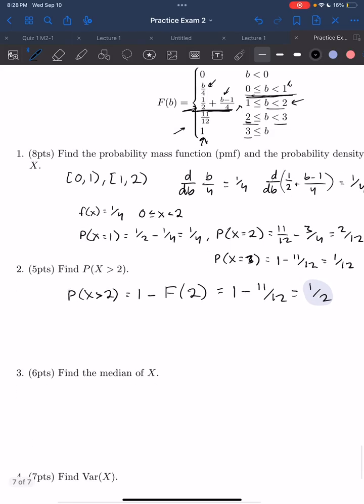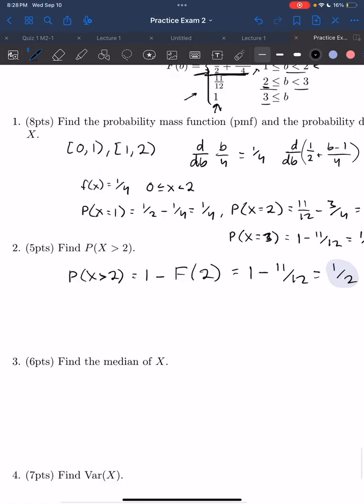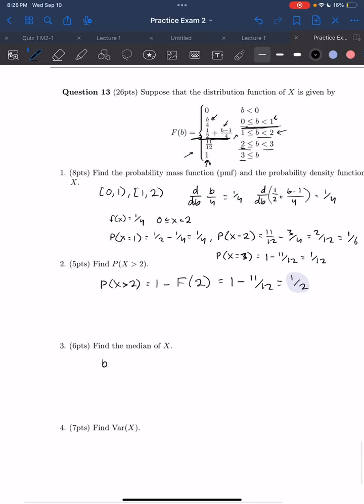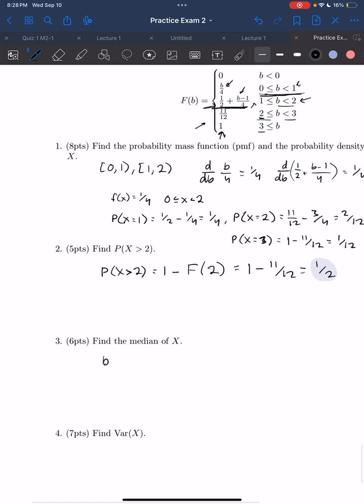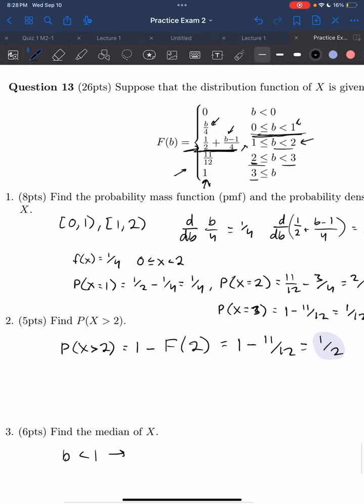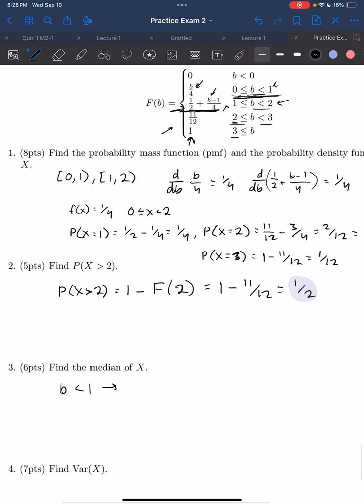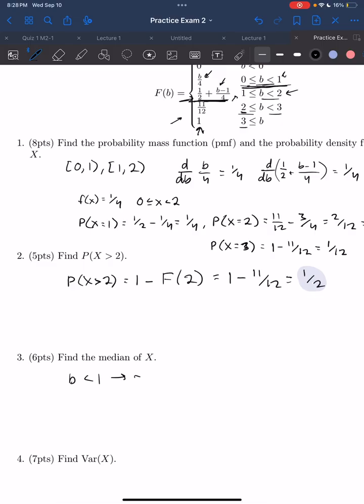So first we can try b less than 1. If we try b is less than 1, we get this here. So if we have b is less than 1, we have around 1 over 4, so this is the 25th percentile.